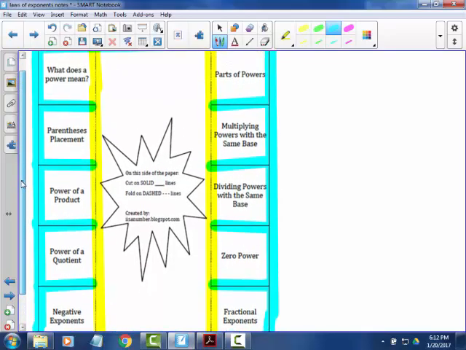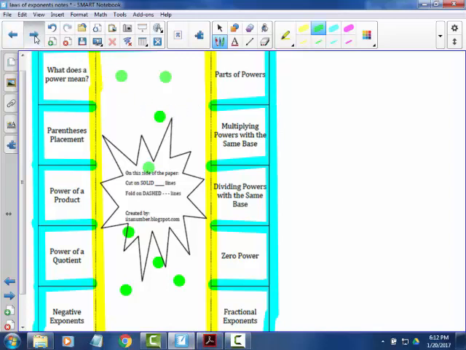Alright, so we've cut along the blue, folded on the yellow, and then the last thing you need to do is take your glue and put just a few dots of glue along this piece, and you're going to glue this into your journal. Okay, you probably want to pause the video and finish that up. I'll be here when you get back.